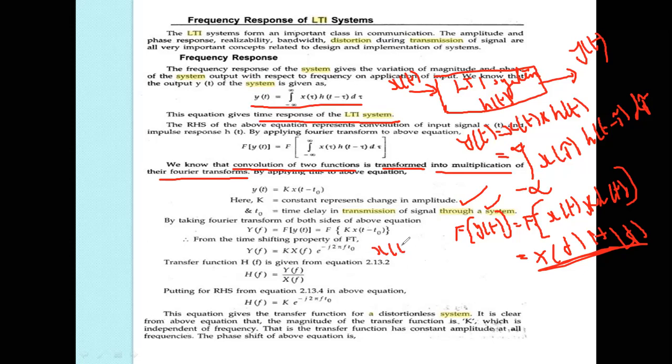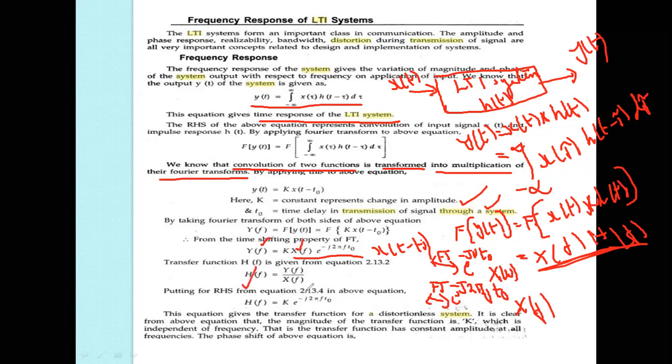So according to the time shift property, the Fourier transformation of x of t minus t naught is e power minus j omega t naught into x of omega. That's the Fourier transformation in normal frequency: e power minus j 2 pi f into t naught, in shortcut notation in terms of x of f. So x of f e power minus j 2 pi f t naught. Got it? And y of f by x of f, meaning output by input, is the transfer function h of f. So h of f is equal to k into e power minus j 2 pi f into t naught.